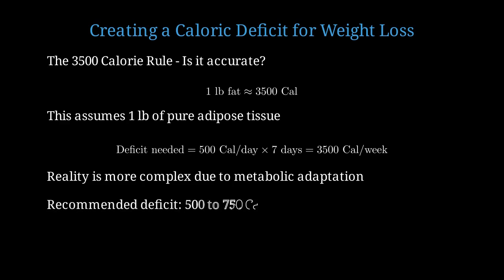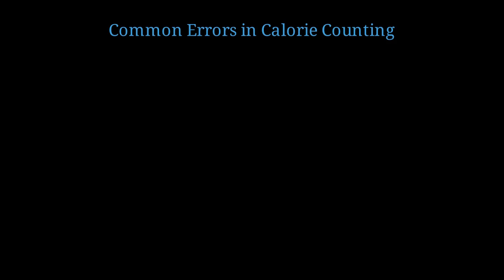A safe and sustainable deficit is 500 to 750 calories per day. This should result in 1 to 1.5 pounds of weight loss per week. For our example subject with a TDEE of 2,759 calories, target intake equals 2,759 minus 500 equals 2,259 calories per day for weight loss. Now let's discuss common errors people make when counting calories. These can significantly undermine weight loss efforts.